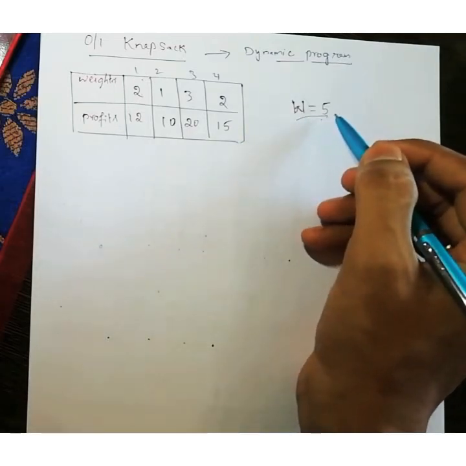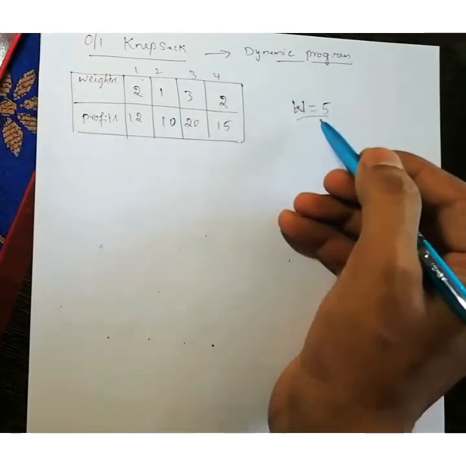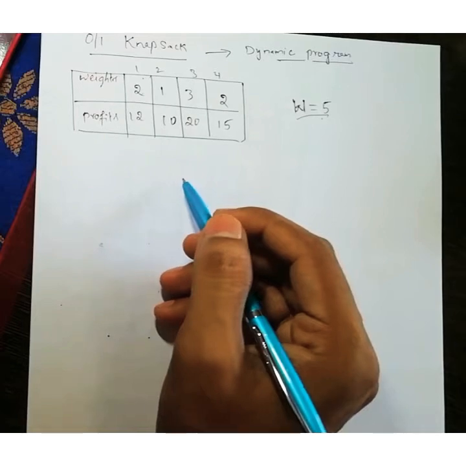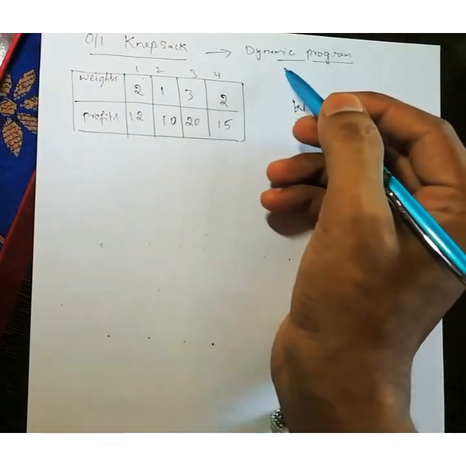So out of this 5 kg bag, how many elements can we insert so that we will get the maximum profit? This is the problem statement. This is solved by using dynamic programming. What's the meaning of dynamic programming?